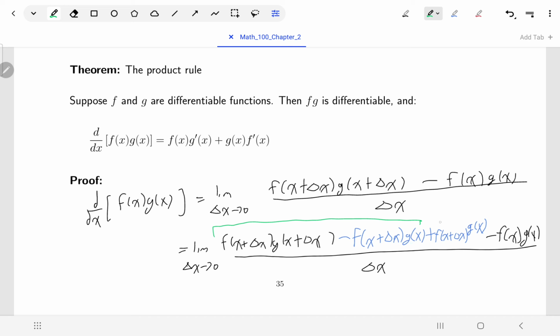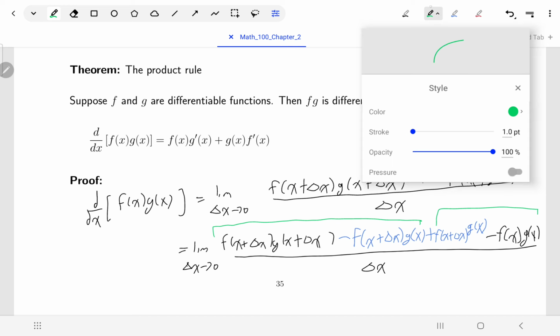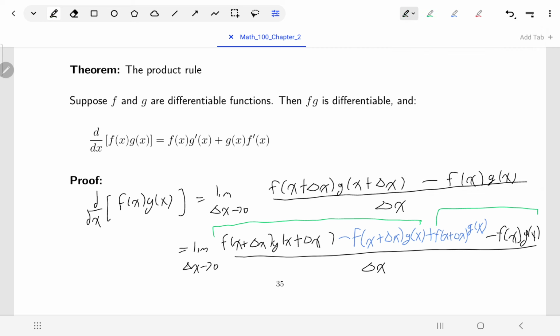And same thing with the last two terms. I can also see that I've got something in common there. In particular, the g of x. I'll be able to factor a g of x out of both terms, leaving an f of x plus delta x minus an f of x, which, again, that's sort of the start of where our derivative of f is going to come into play. So let's continue this on the next slide.